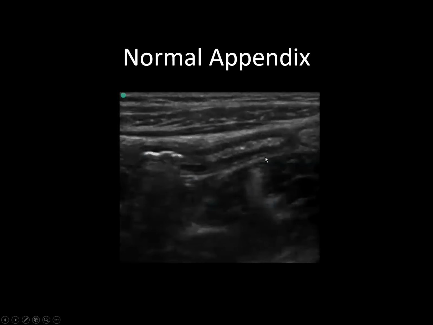This is another normal appendix ultrasound image. Again, a non-dilated appendix, probably less than 6 millimeters. It does have gut signature. It's not fluid-filled or distended with fluid. You can see it all the way to the tip. There's no periappendiceal fat stranding, which would present as hyperechoic fat.